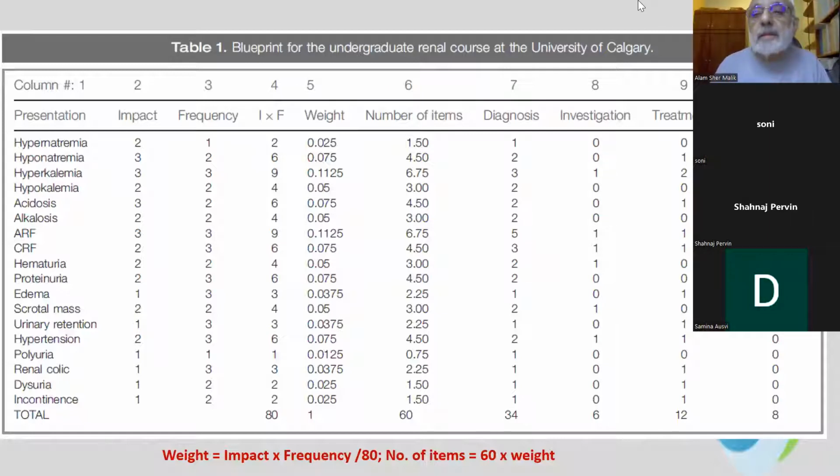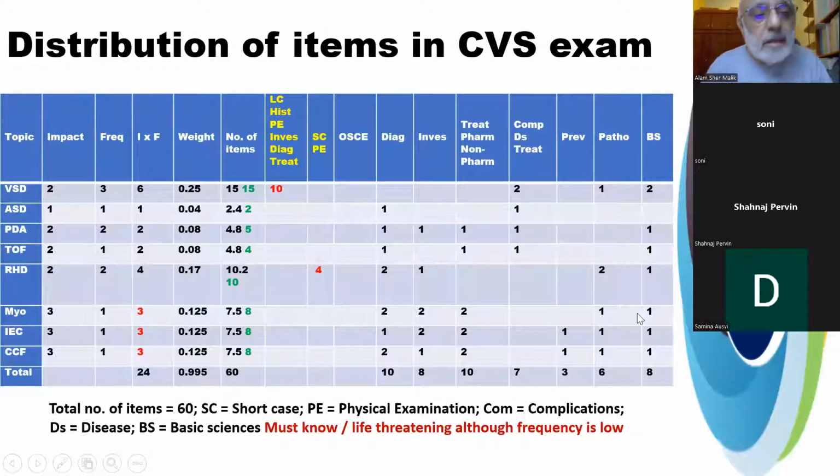Right, after this, here is another example. Distribution of items in cardiovascular system. Column one are different topics: VSD, ASD, PDA, tetralogy of Fallot, rheumatic heart disease, myocarditis, infective endocarditis, and congestive cardiac failure. Then is the frequency, and then is impact times frequency.